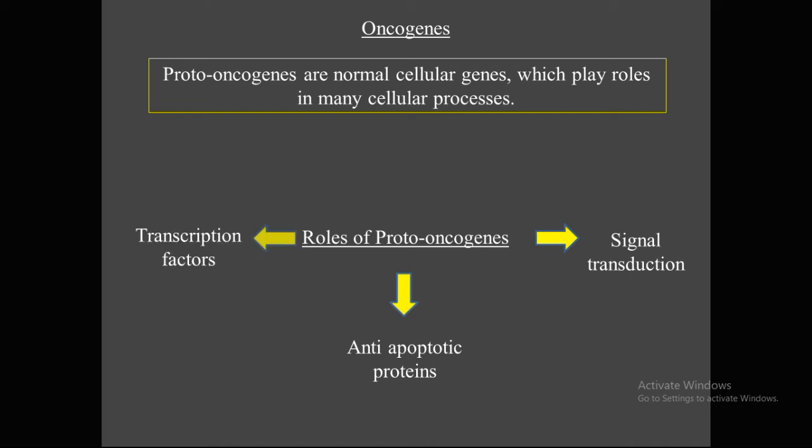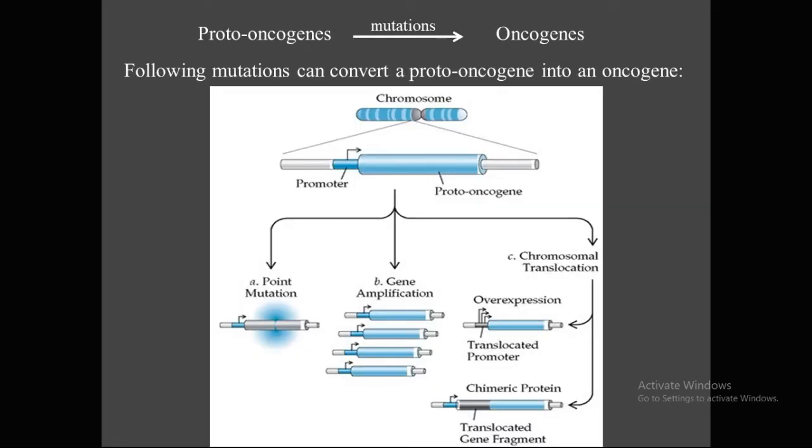Many of the proto-oncogenes function as transcription factors like MYC, which transcribes genes involved in cell growth and promotion of cell growth. So they also promote cell proliferation. These are some of the functions of proto-oncogenes: signal transduction, anti-apoptotic proteins, transcription factors, and they promote cell proliferation. Now what happens is proto-oncogenes get mutated and they get converted into oncogenes.